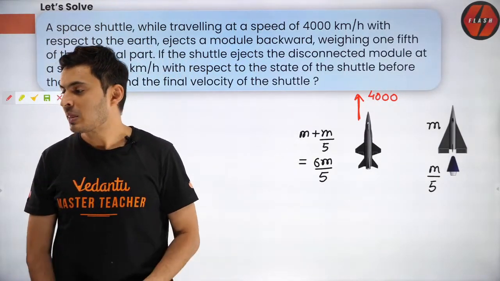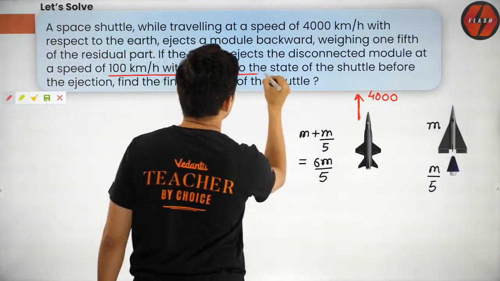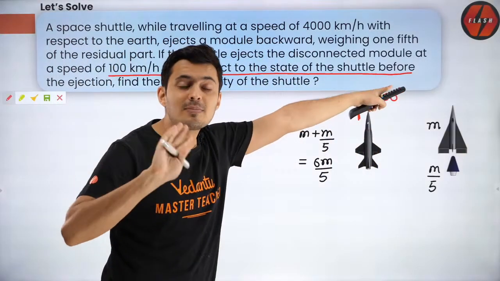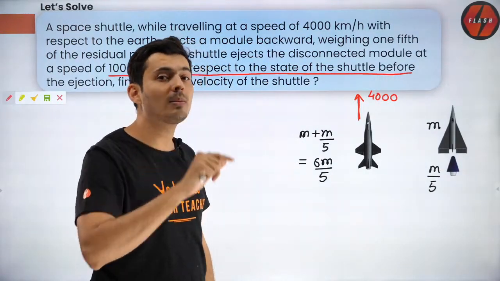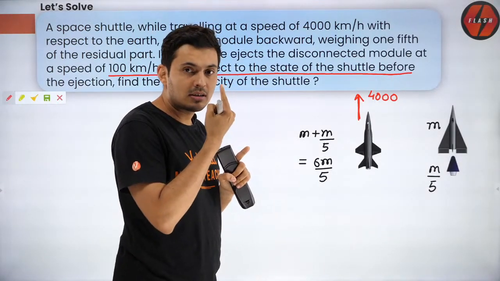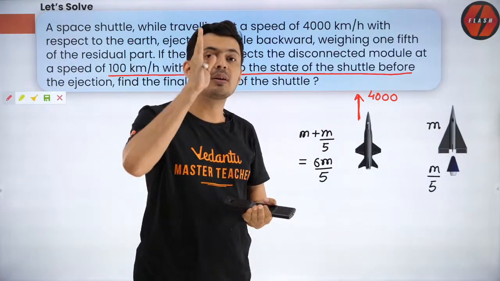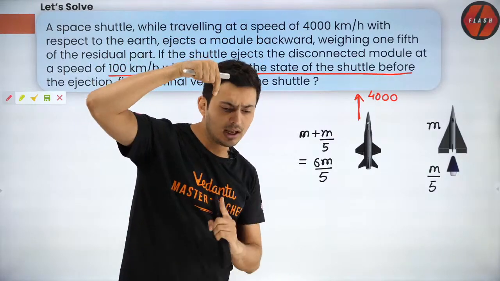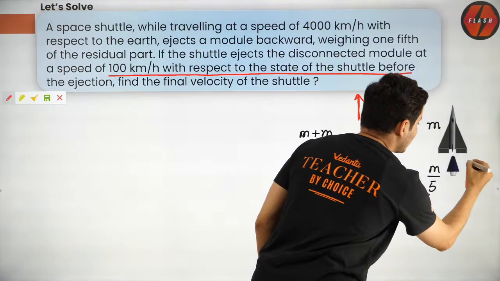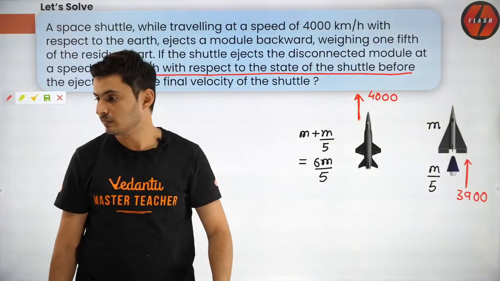100, down, up. Well, guys, read the question carefully. Speed is 100 with respect to the state of the shuttle before. With respect to the shuttle, not with respect to the ground. So with respect to the ground, what will be the true speed? Think about it. My shuttle is going 4,000 kilometers up. With respect to me, it is going 100 down. Effectively, it is going up only, right? How much is it going up? 3,900. So this is actually going up with a speed of 3,900. I hope this is clear now.